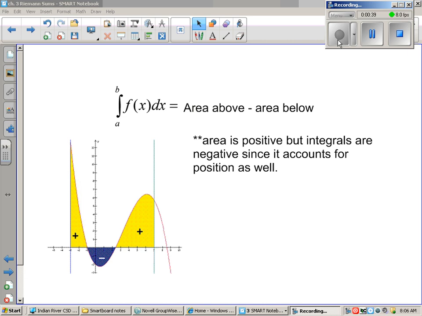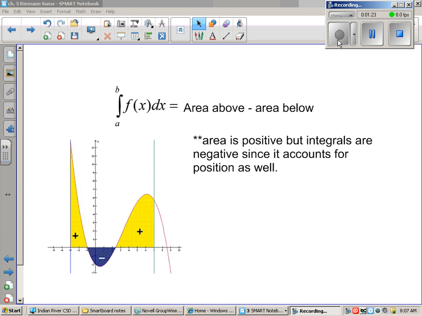This lovely little symbol that looks somewhat like an S came from Newton back in the 1600s, and it represents something very similar to summations, but it's recognizing the patterns that occurred when we found the area underneath curves and the shortcut that it represents as well. Now this integral technically represents the area above minus the area below. Area itself is positive, you can't necessarily have a negative area. However, integrals can be negative because they account for the positioning as well.